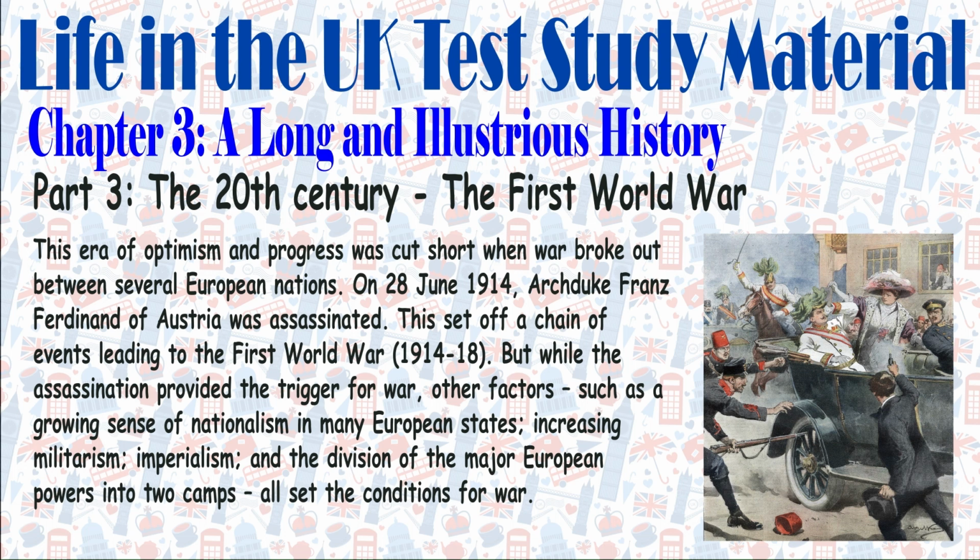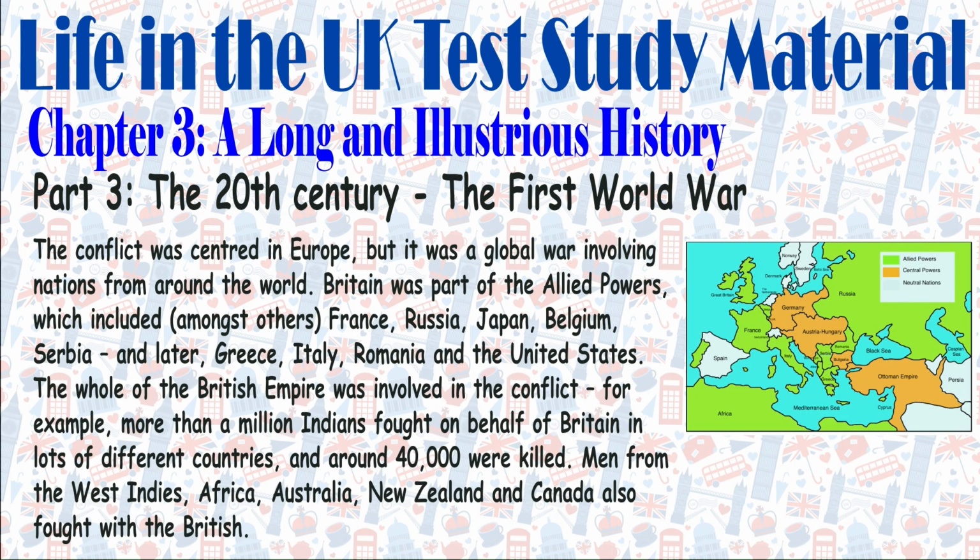conditions for war. The conflict was centered in Europe, but it was a global war involving nations from around the world. Britain was part of the Allied powers, which included, amongst others, France, Russia, Japan, Belgium, Serbia, and later, Greece, Italy, Romania, and the United States. The whole of the British Empire was involved in the conflict. For example, more than 1 million Indians fought on behalf of Britain in lots of different countries, and around 40,000 were killed. Men from the West Indies, Africa, Australia, New Zealand, and Canada also fought with the British.